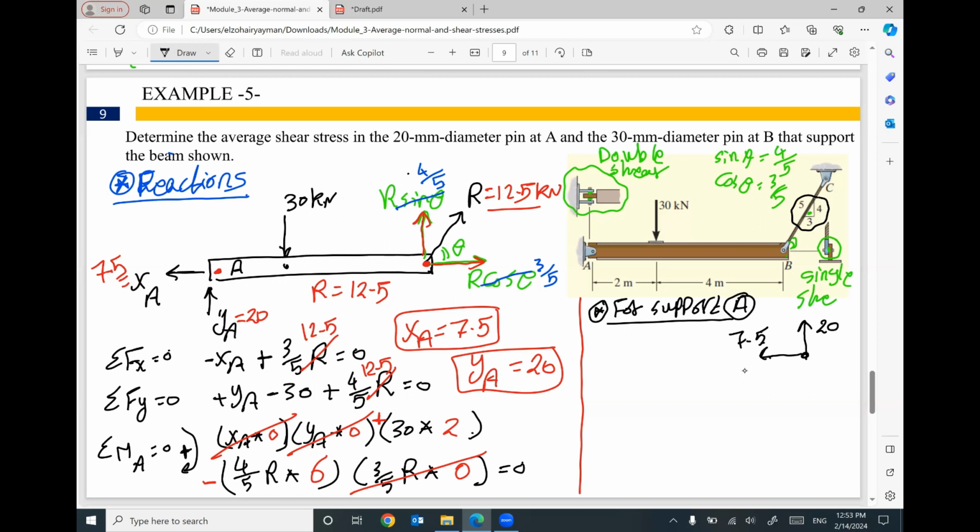So the resultant force at A equals square root of 7.5 square plus 20 square, all of them under square root. This is the resultant force at A. So 7.5 square plus 20 square under square root. The value will be 21.36 kilonewton.